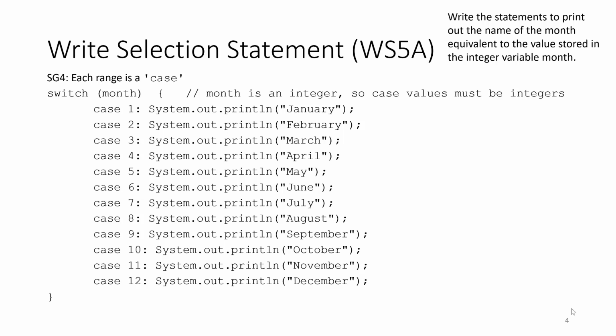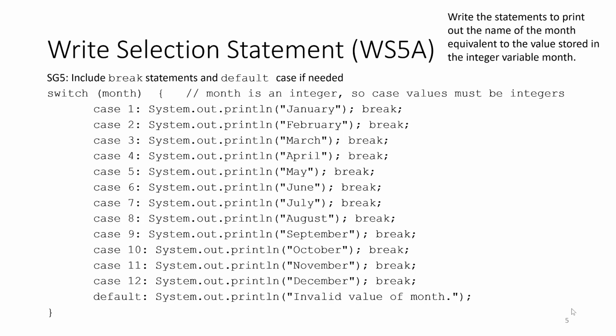For each one of these cases, we want to do the action associated with that value. So for case 1, we want to print the string January. For case 2, we want to print the string February, and so forth, all the way down to case 12, which prints December.